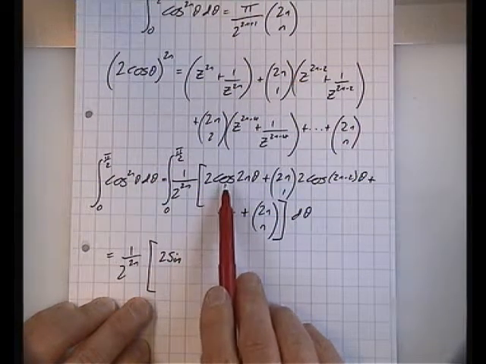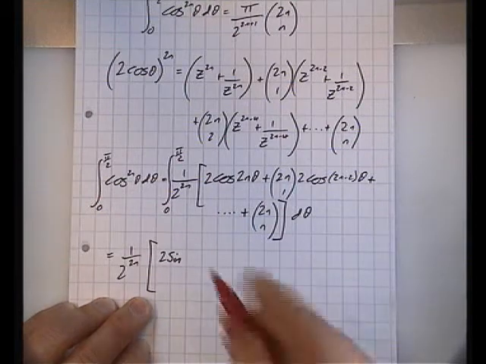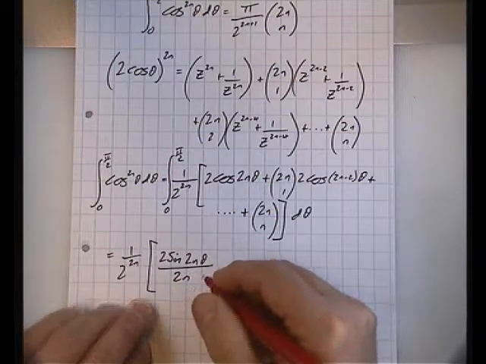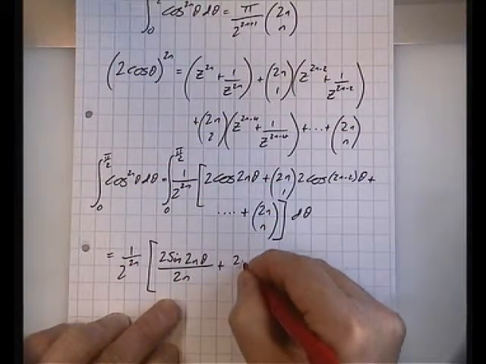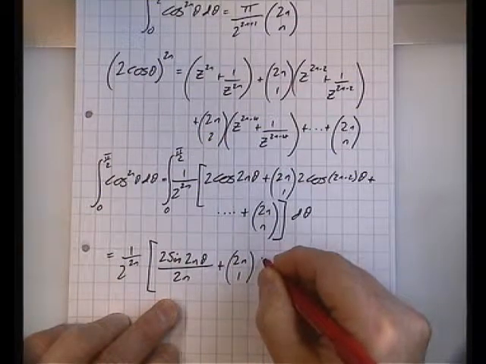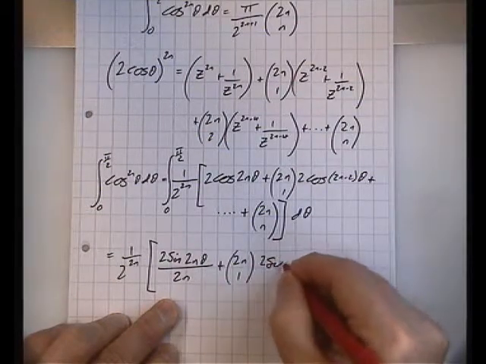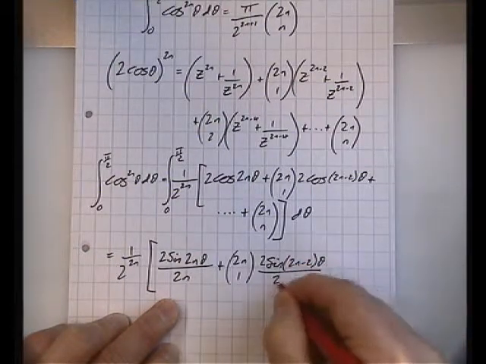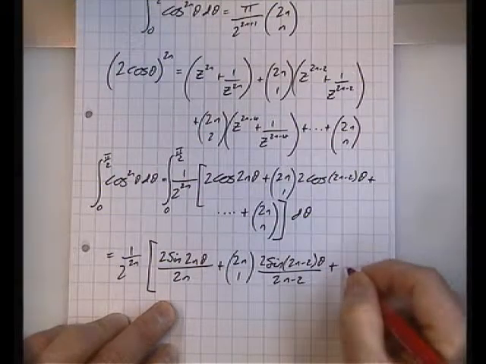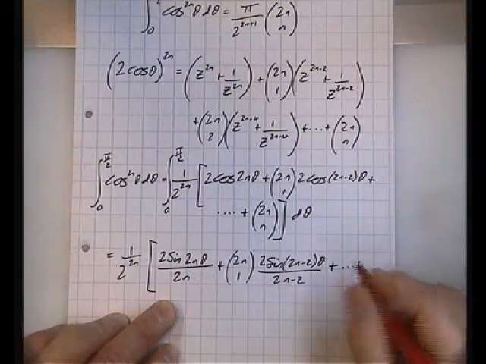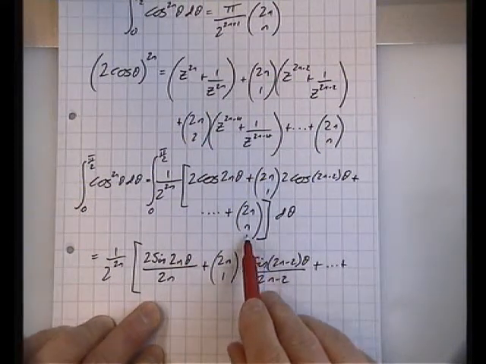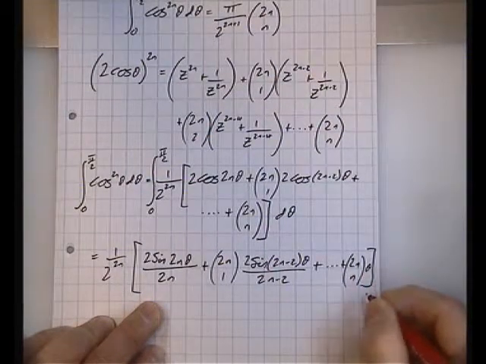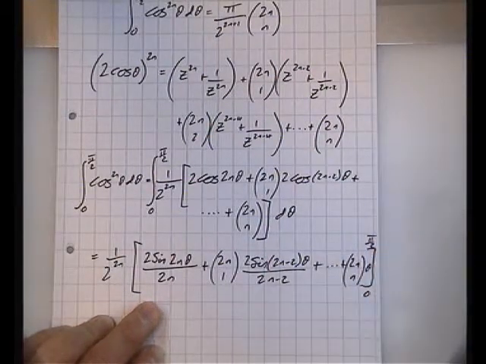These coses are going to integrate to sines, so 2 cos 2n theta integrates to 2 sine 2n theta over 2n. And the next one is going to integrate to 2nC1 2 sine 2n minus 2 theta over 2n minus 2, plus, and so on, until we get to this term here, 2nCn, which becomes 2nCn theta, from 0 to pi by 2.